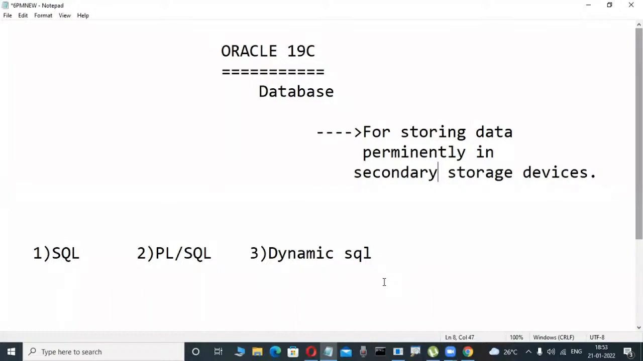ETL developers always need subqueries, joins, materialized views, indexes, partitions, some concepts. OLAP features like rank, dense rank, lag and lead, some analytical functions knowledge is required. And PL/SQL also.